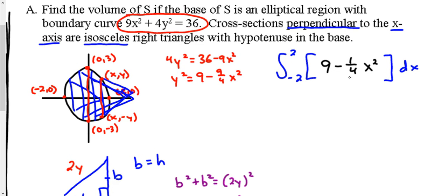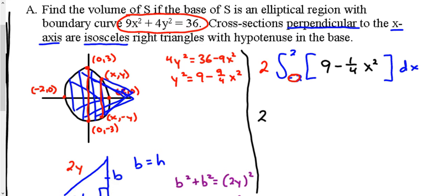Now, when I come over here, I'm working without a calculator. Whenever I can make things easier on myself, I should. I noticed 9 minus 1/4 x squared is an even function. So I'm going from -2 to 2. Instead, I'm going to go from 0 to 2 and double the answer.